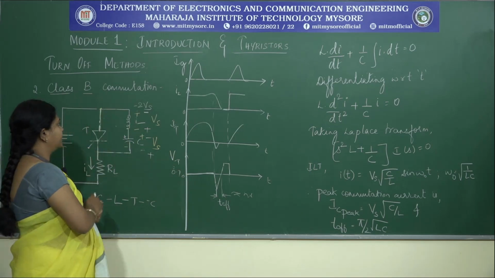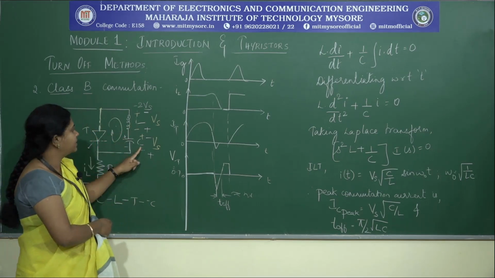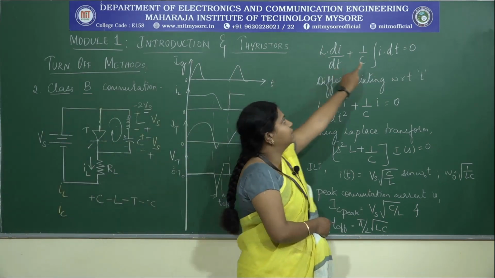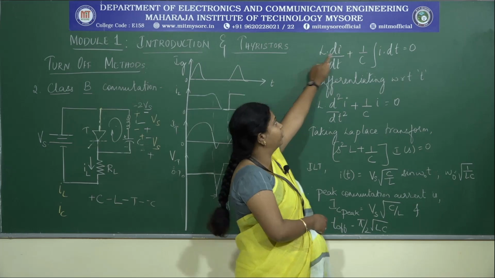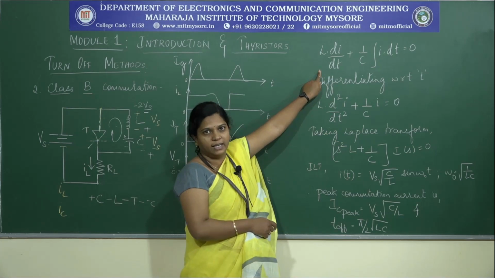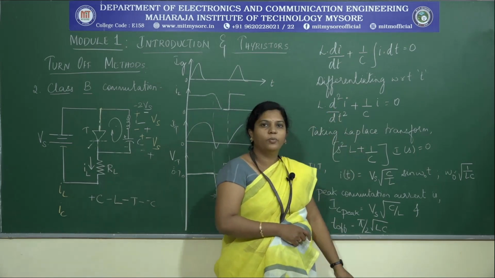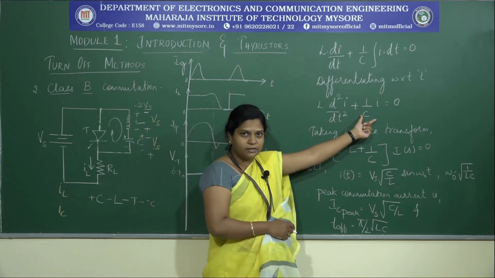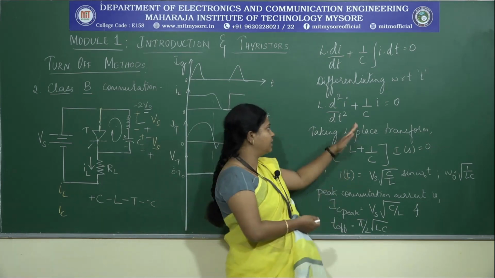The current circulating in this direction gives L into di by dt plus 1 by C into the integration of i dt, and the voltage that we are getting is equal to 0. Differentiating this with respect to t in order to eliminate the integration, we get a second order homogeneous differential equation, for which we already know the solution.